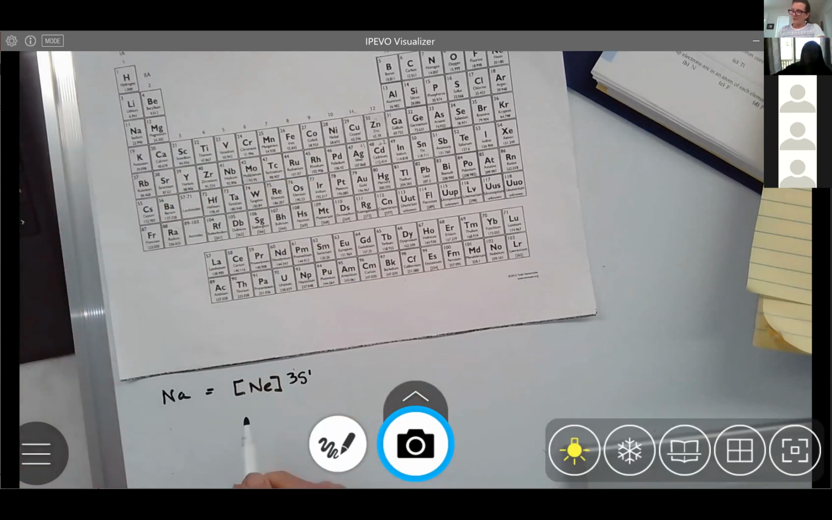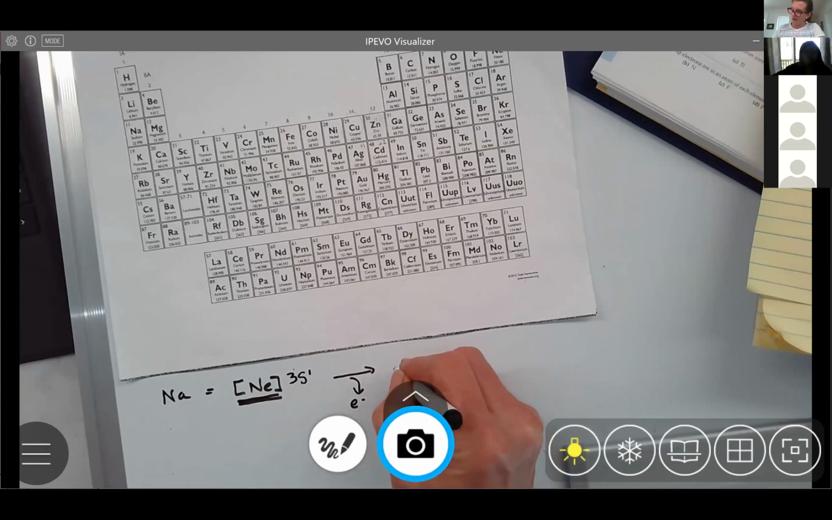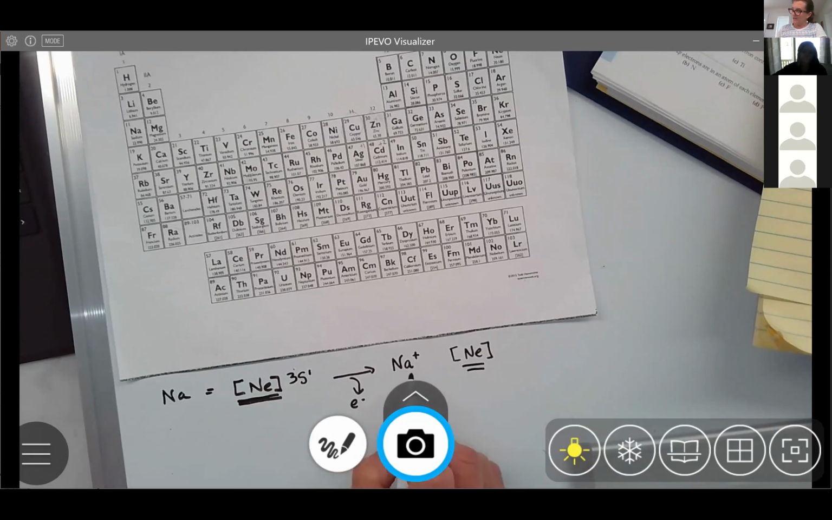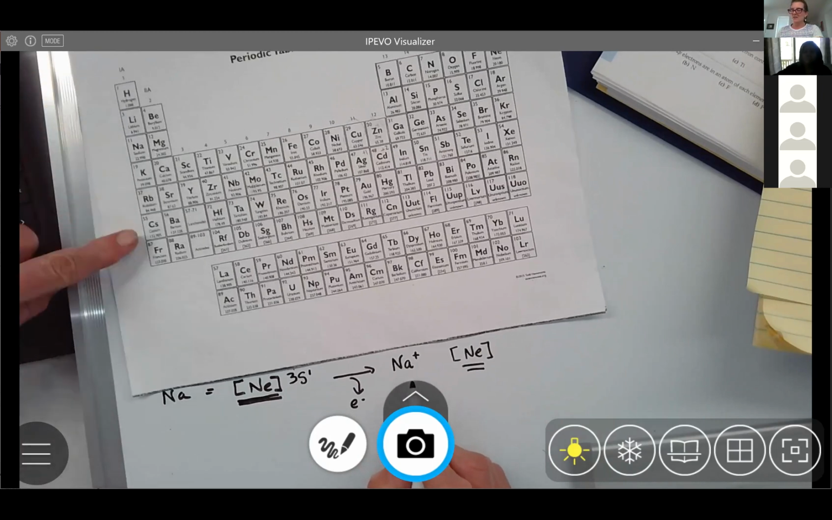Remember, there's a special stability with having a noble gas configuration, and that is neon's configuration. When sodium loses 1 electron, it loses the 3s electron. And when it does that, it has more protons than electrons, and it becomes positively charged. Now its electron configuration is the electron configuration of neon, which is very stable. Because this configuration is very stable, sodium tends to become a +1 ion. And it's the same for all of the elements in that column.